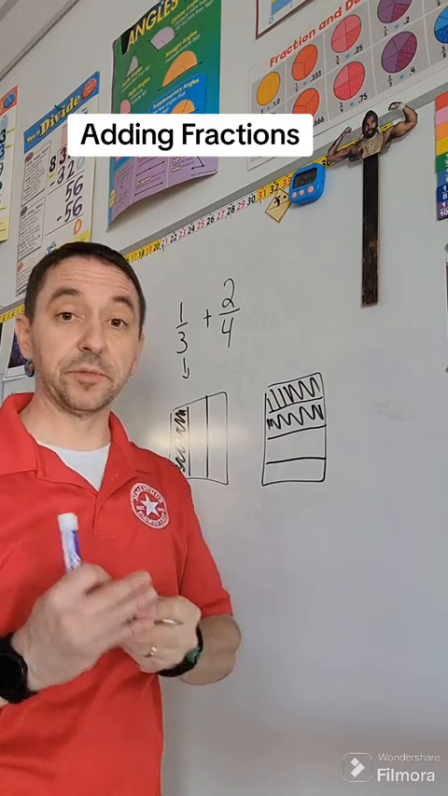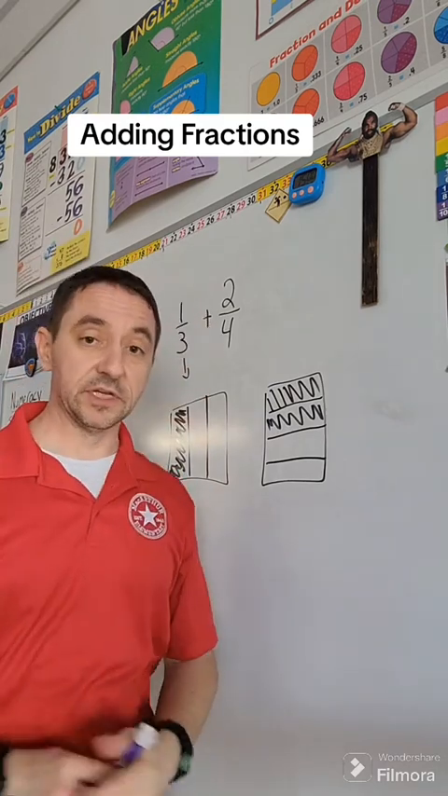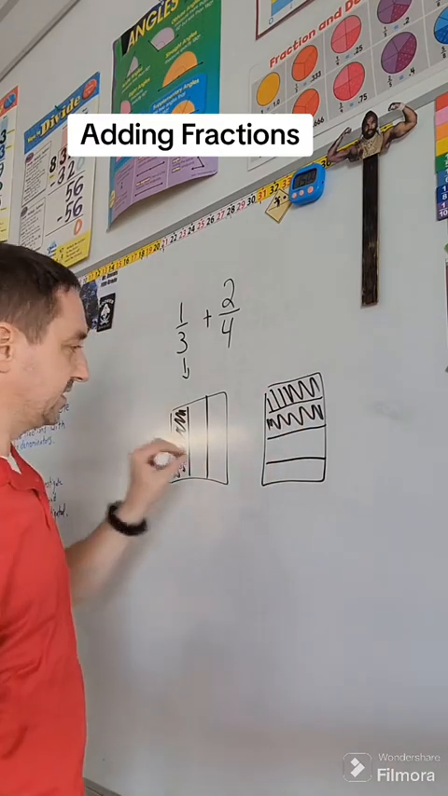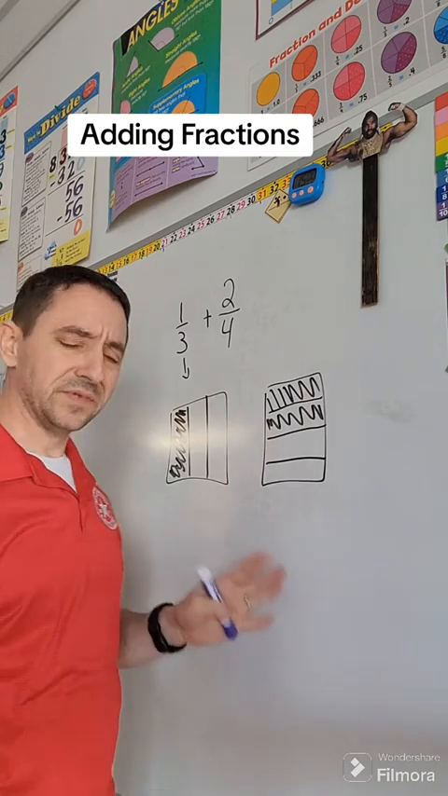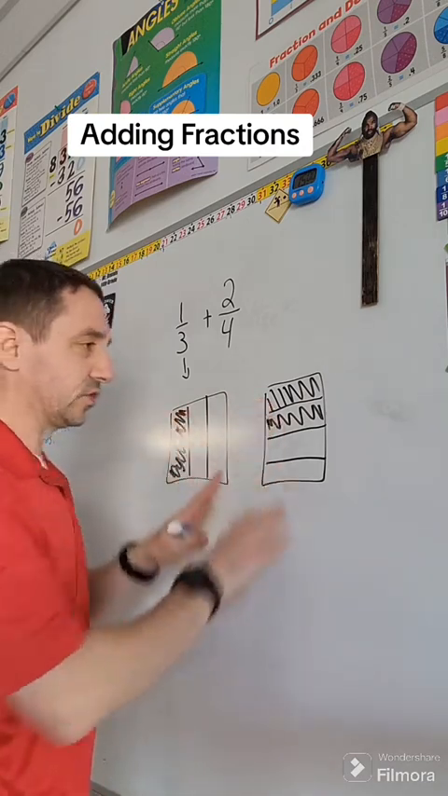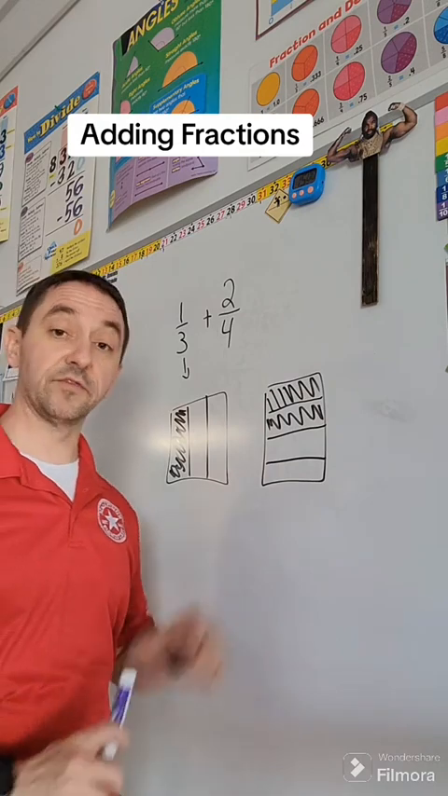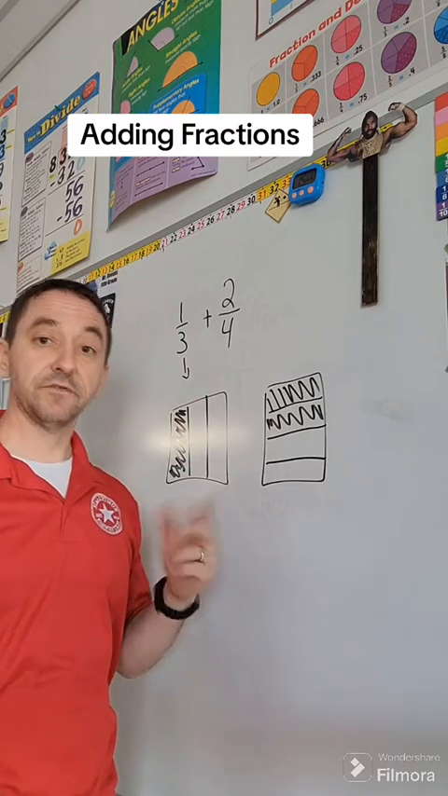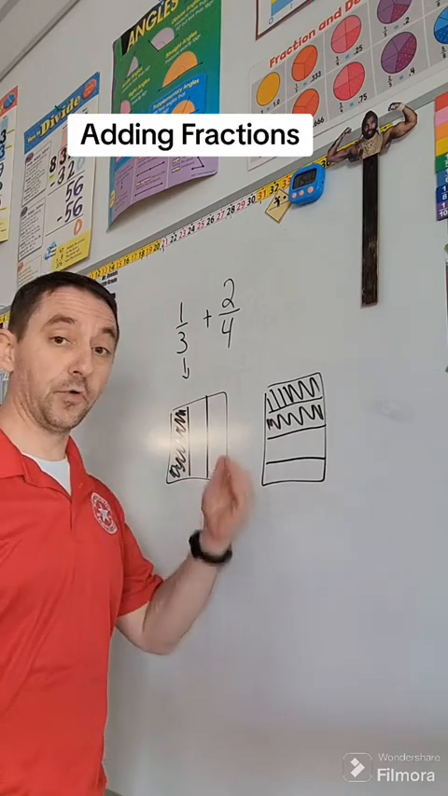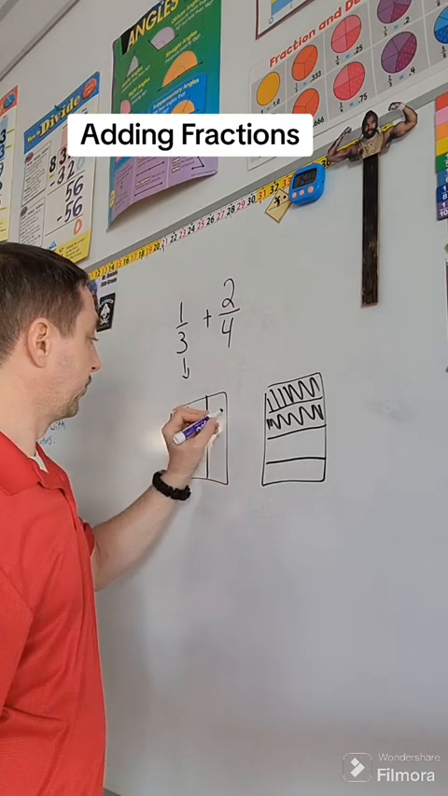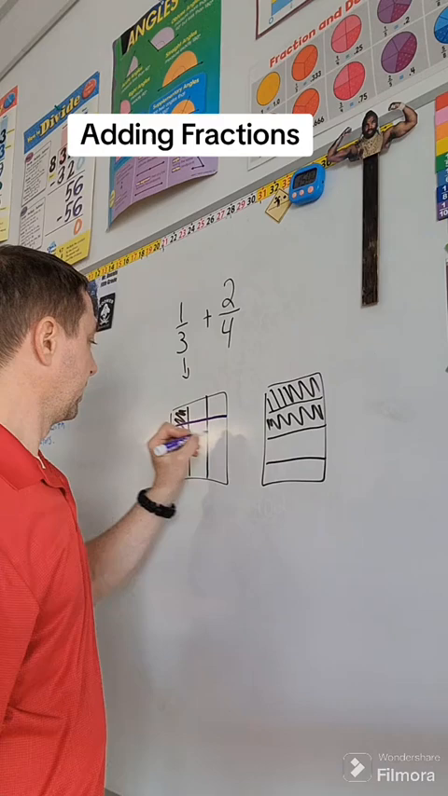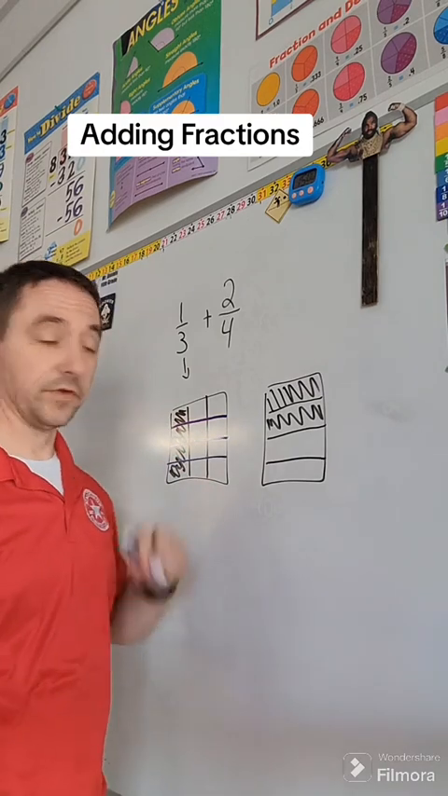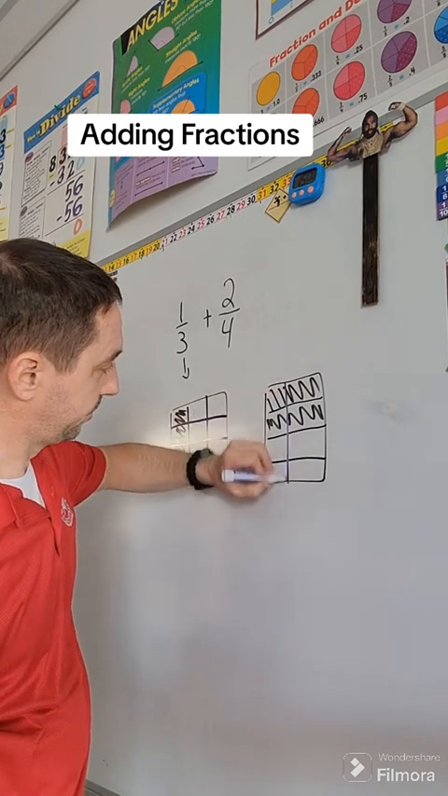Now from here, I'm going to explain to them that I'm going to overlay these lines onto this model and these lines onto this model, ideally creating two identical graphical representations aside from the coloring in portion. So over here, I split it into thirds vertically. Now I'm going to split it into fourths horizontally. Just divide it into fourths horizontally. And then over here, I'm going to divide it into thirds vertically.